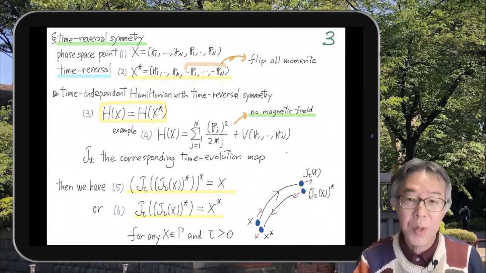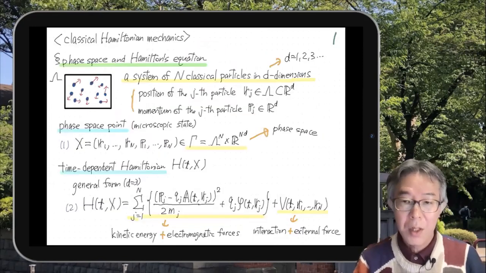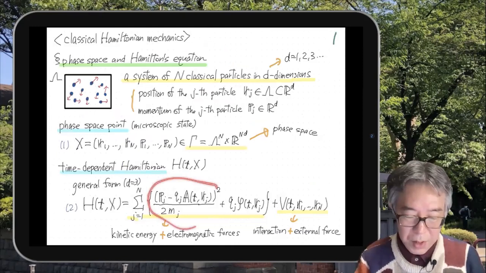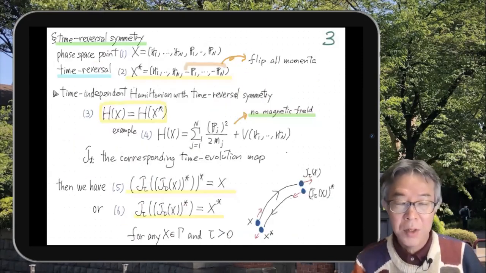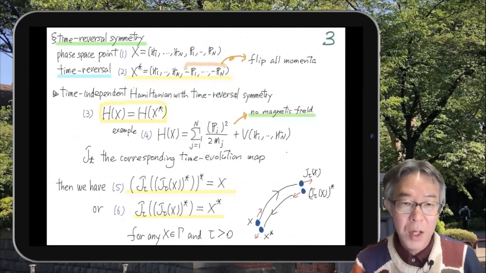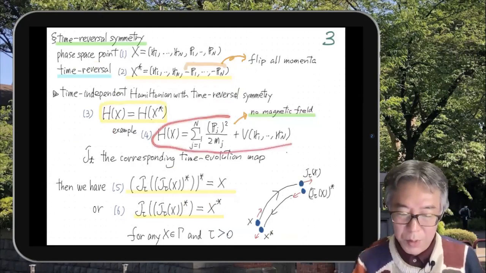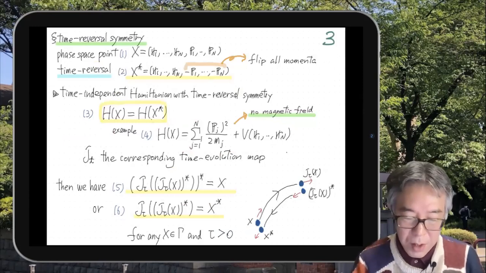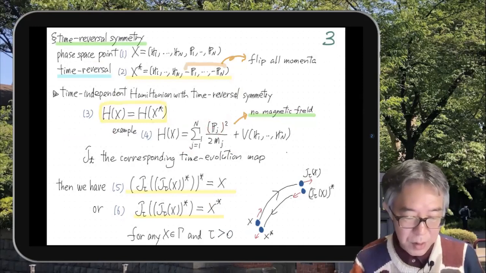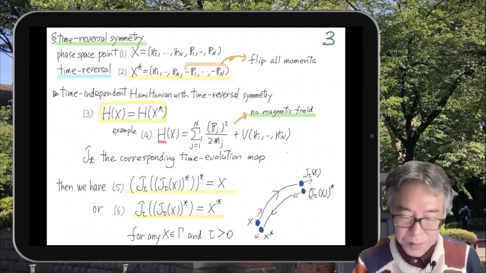And of course, there are many Hamiltonians which are not time reversal invariant. So if you look at this term, and if you have vector potential, and if you change p to minus p, then of course the form changes. So in this case, the Hamiltonian is not time reversal symmetric. So for example, this kind of simple Hamiltonian without magnetic field is time reversal invariant. Okay, if you put a minus sign here, it doesn't matter. You have a square here. Okay, so this is an example.